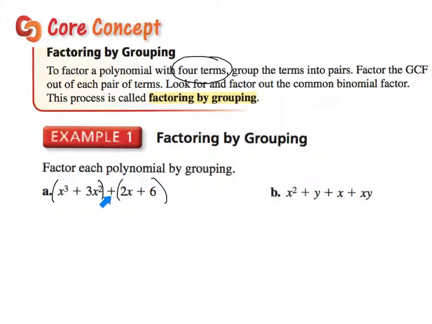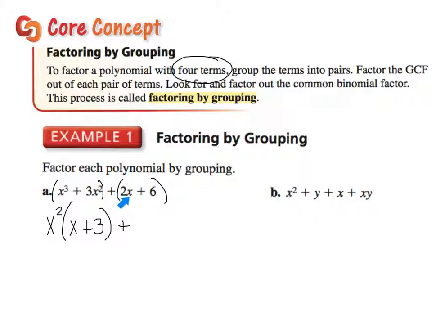Make note that between them only can be a plus sign. You cannot have a minus here. You can only have a plus. So now you factor out a GCF. So I look at x to the third plus 3x squared. What can I take out as a GCF? I can take out an x squared. That would leave me with x plus 3. Then the plus comes down.